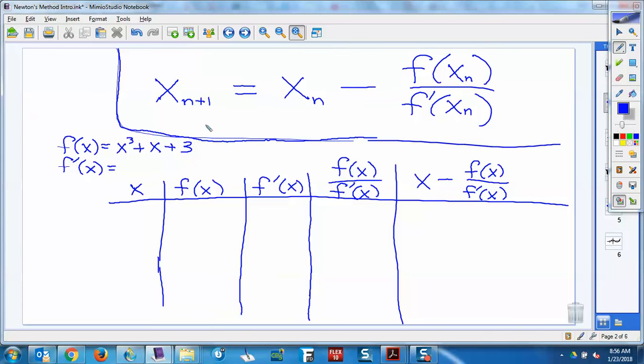So x of n plus 1, our next guess, is equal to our previous guess minus our y value of the previous guess divided by our slope at the previous guess. And all we need to do this is be able to plug into the function and be able to plug into the derivative. And that always gives us our next guess.